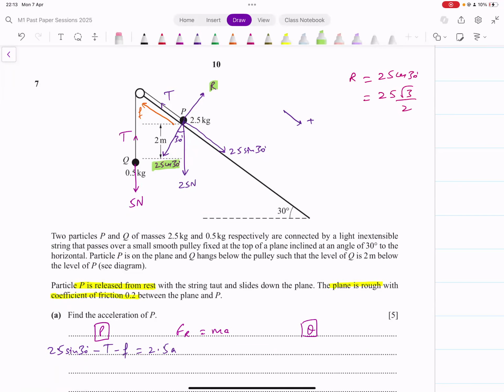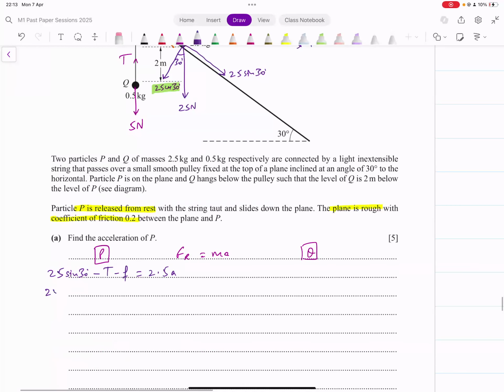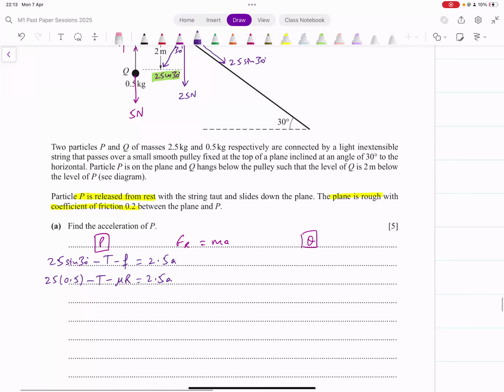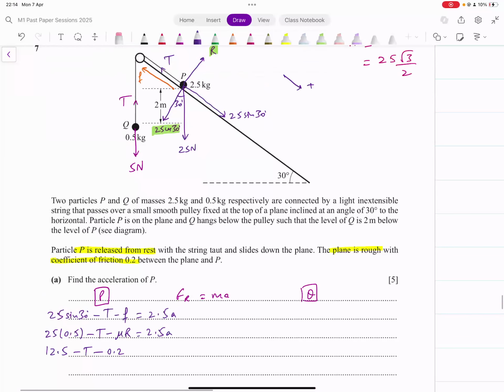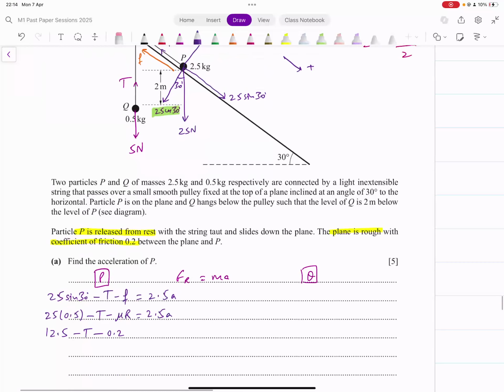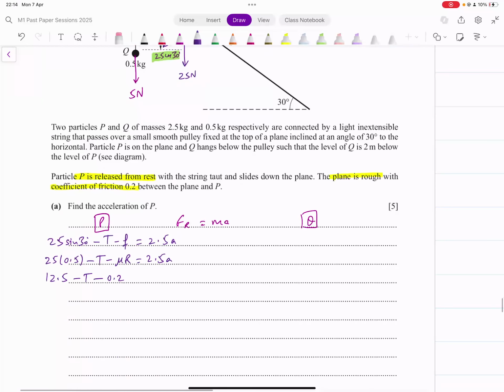We can input that here now. 25 sin 30, that will be 25 times 0.5, minus tension, minus friction. Friction can be written as mu times R. That equals 2.5 times A. So 12.5 minus T, minus the coefficient of friction 0.2 times R, where R is 25 root 3 over 2, equals 2.5 times A. This is one equation that we have. You can simplify this and see what that gives you.